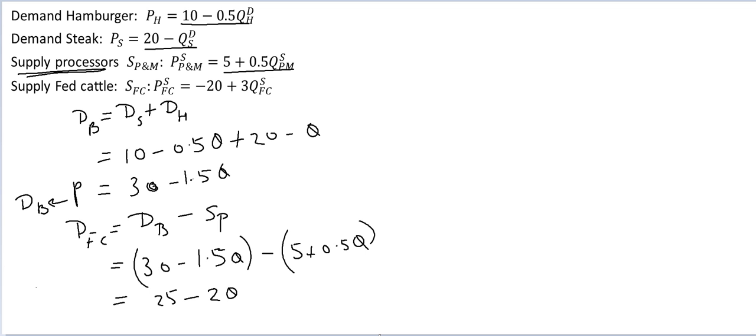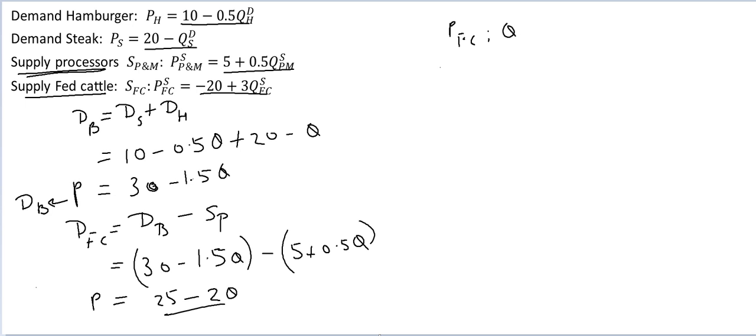If you want, you can pause the video and figure it out yourself, but the answer is simple. You simply equate the demand for fed cattle, which is this over here, equal to the supply of the fed cattle, which is this right over here. So let's go ahead and do that. You'll notice the supply of fed cattle is P equals negative 20 plus 3Q, and the demand for fed cattle is P equals 25 minus 2Q. So what we can do is simply equate the right-hand sides, and we can find what the price of fed cattle and what the quantity is.